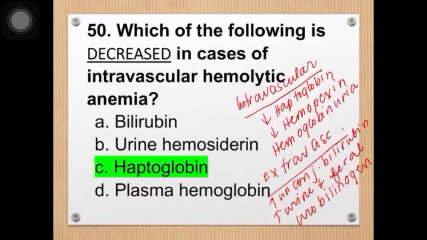So, ano pong mangyayari sa hemoglobin na hindi nag-combine with haptoglobin? Yung iba po nito pupunta sa kidney and will be reabsorbed as hemosiderin. Pero may capacity lang yung kidney natin to reabsorb hemoglobin. Beyond this capacity, ang hemoglobin mag-a-appear sa urine. So, kailan nag-a-appear ang hemoglobin sa urine? Kapag na-deplete na po yung mga available haptoglobin. Correct answer number 50, letter C.